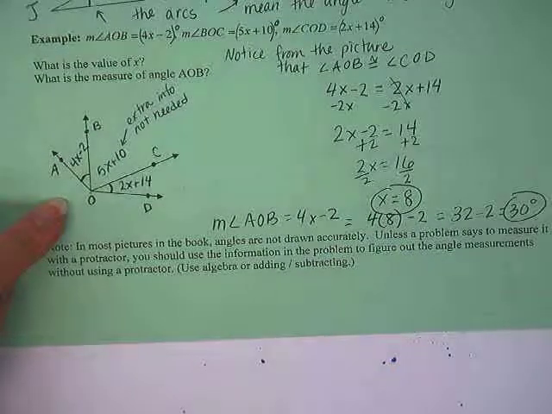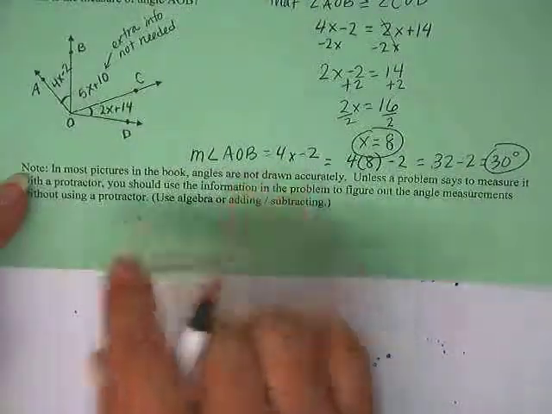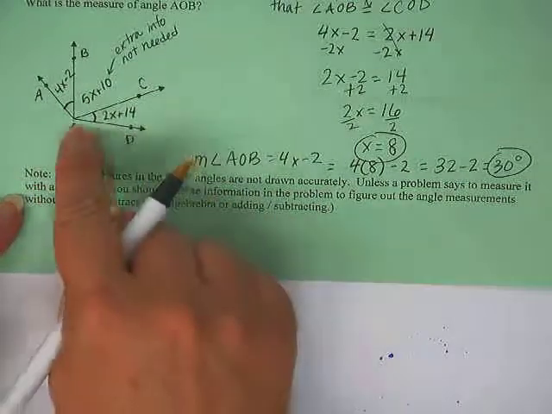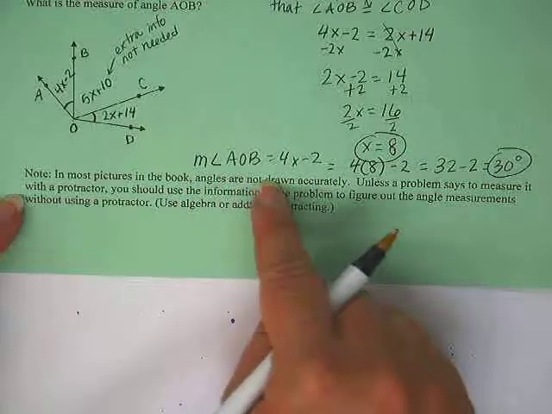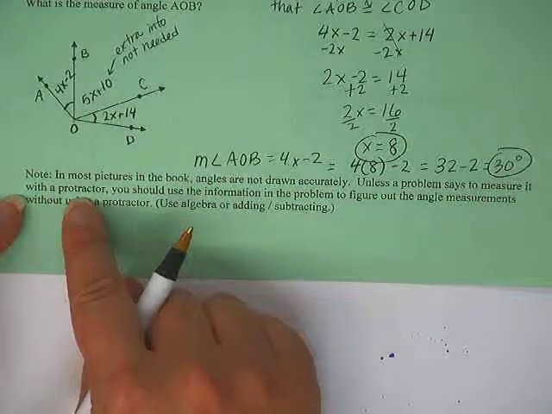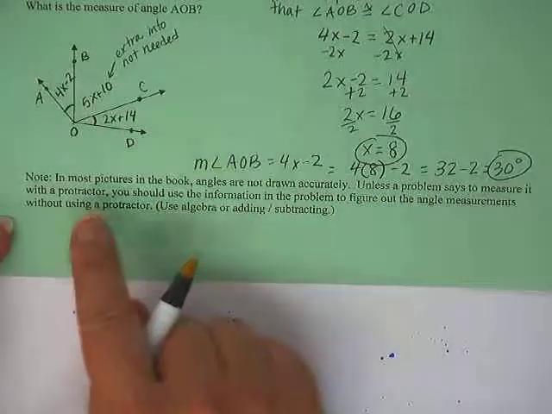If you were to actually measure that angle with a protractor, do you think it's actually 30 degrees? I really have no idea if it is or not, and I'm the one who created the angle. So why would I create an angle that's 30 degrees without using a protractor to make sure it's 30 degrees? We're just doing algebra with this picture. We're not using the picture to actually measure with a protractor.